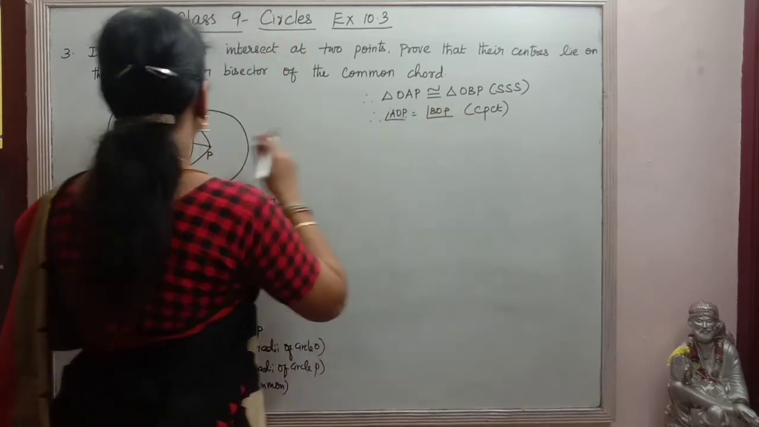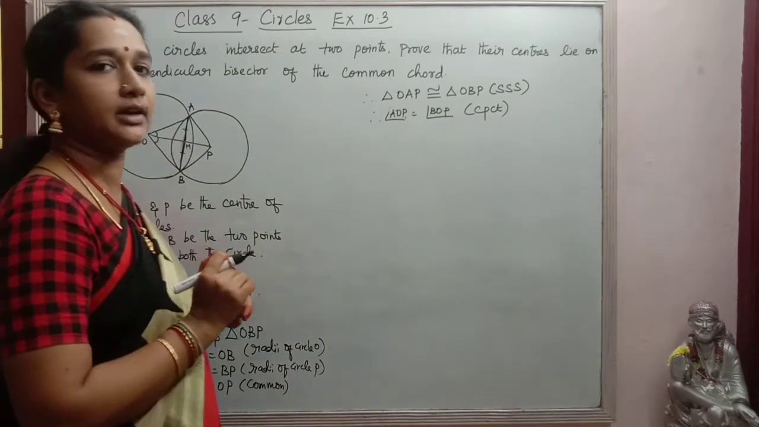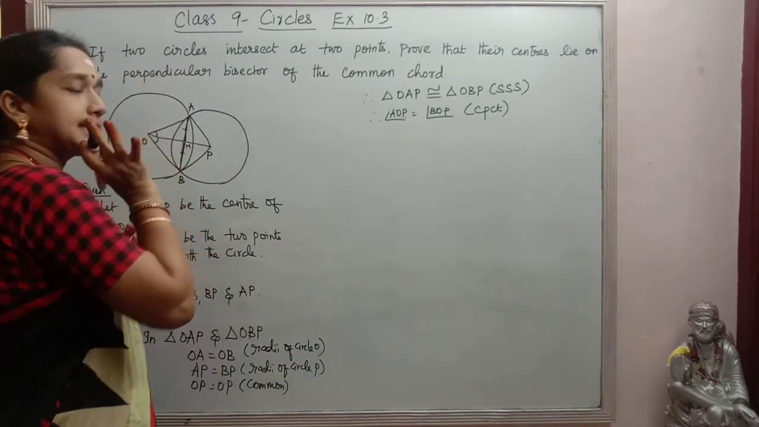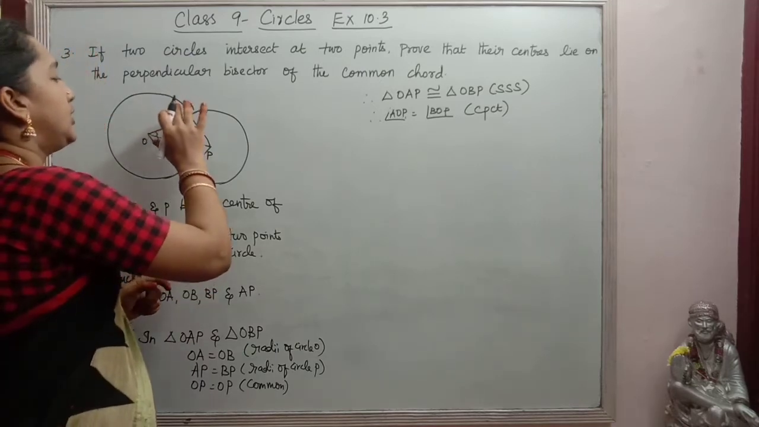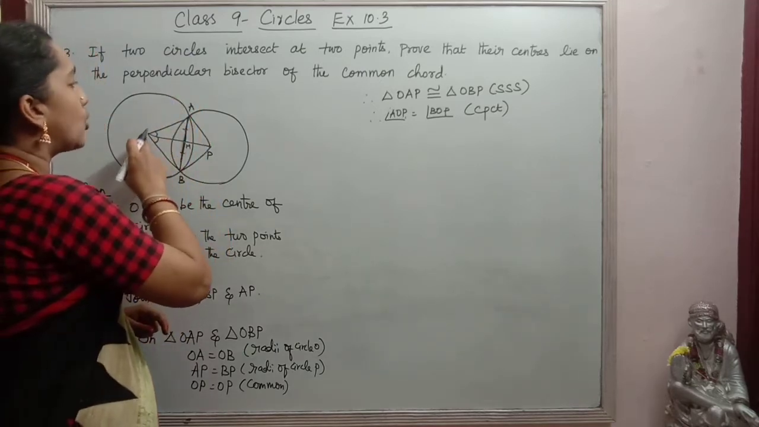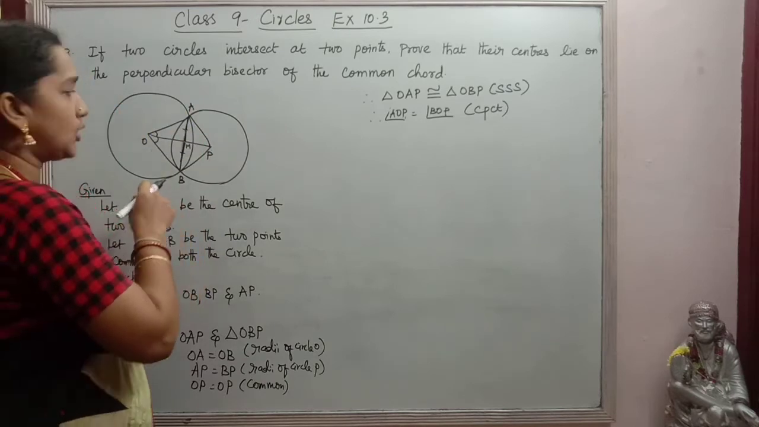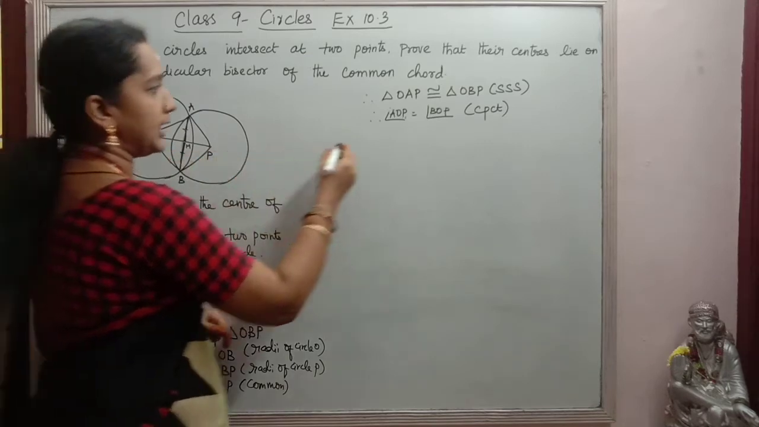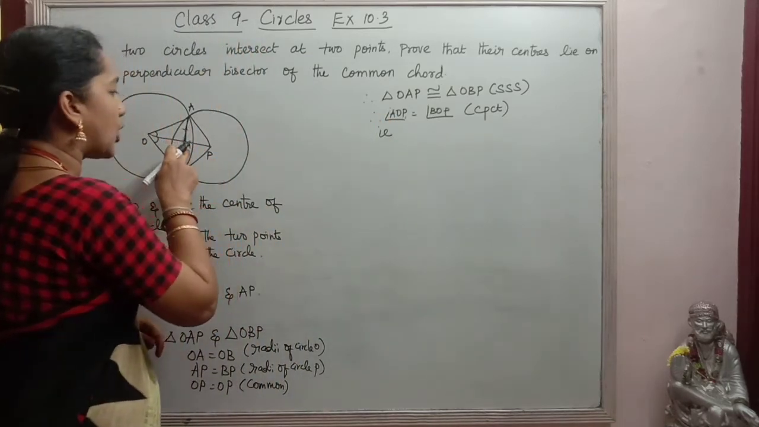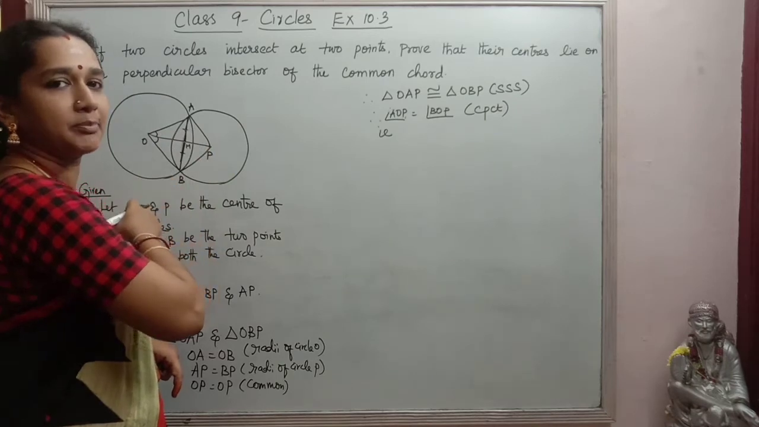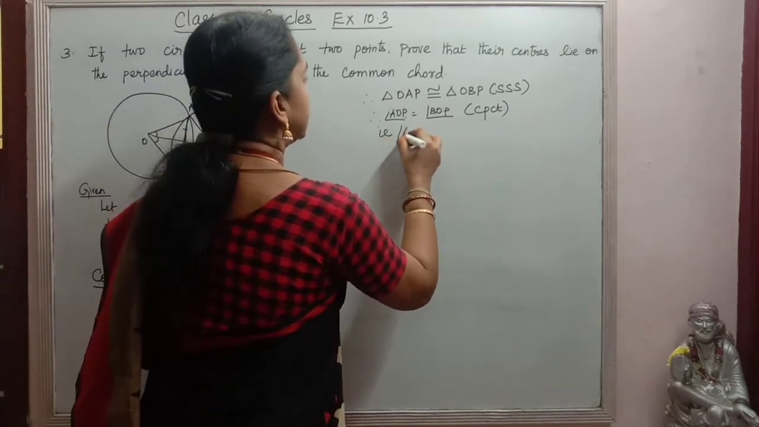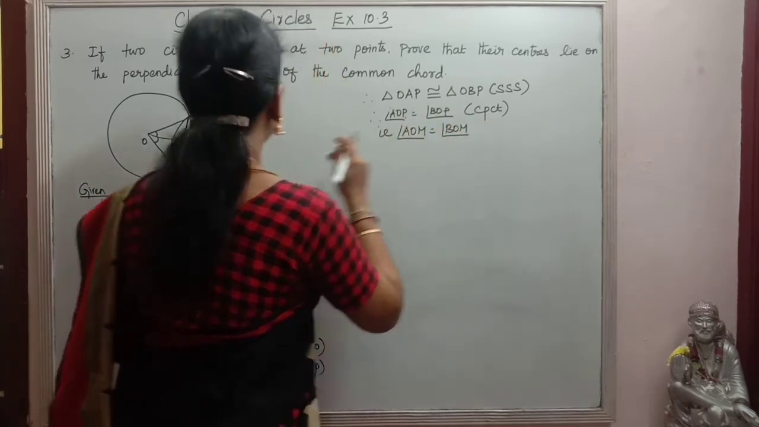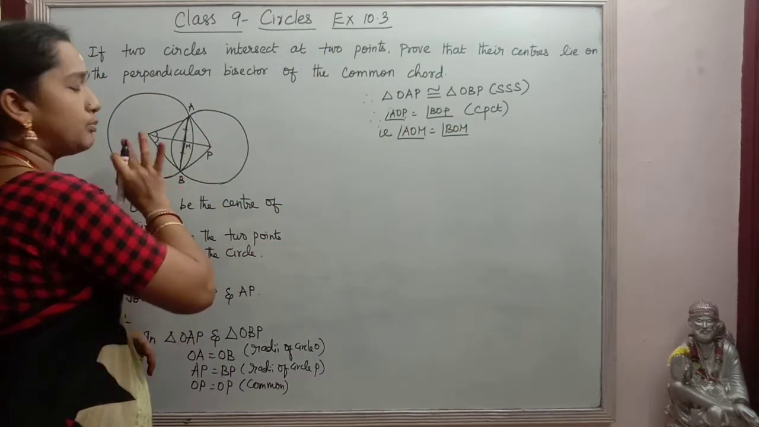These two angles BOP are equal by CPCT. So we have proved that these two angles are equal. Now, we will take another set of triangle, that is OAP. This is AOP. AOP is equal to BOP. Since this M point is there on the line segment OP, we can say that angle AOM is equal to angle BOM.